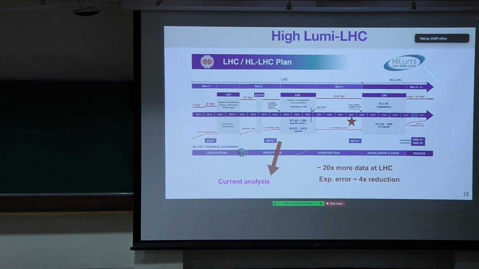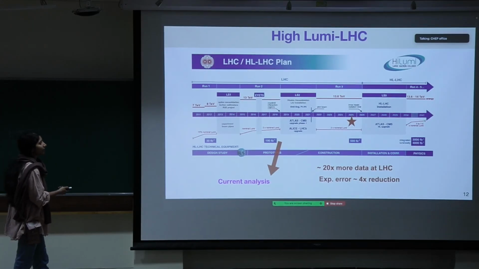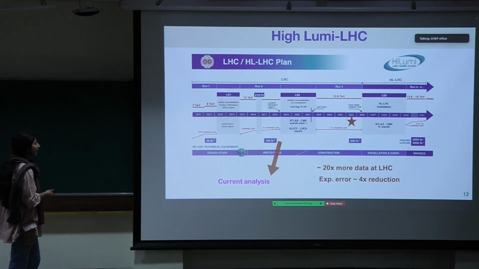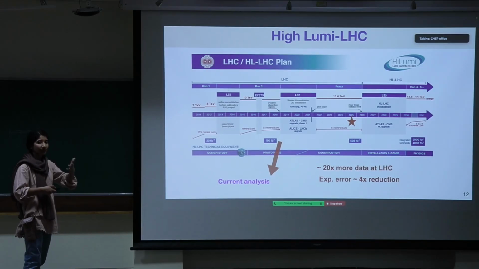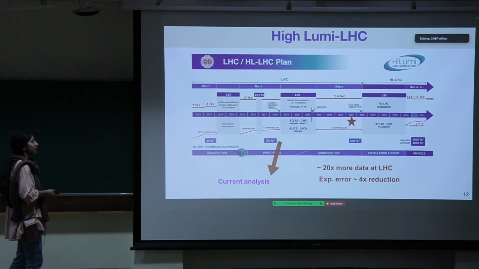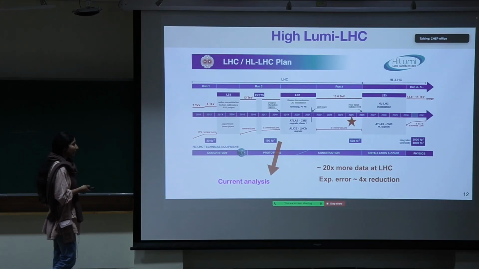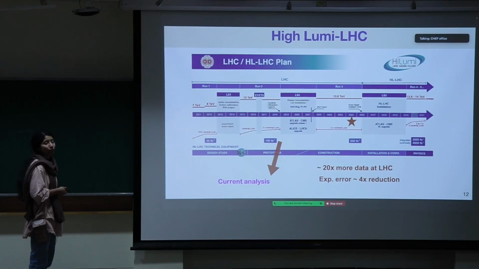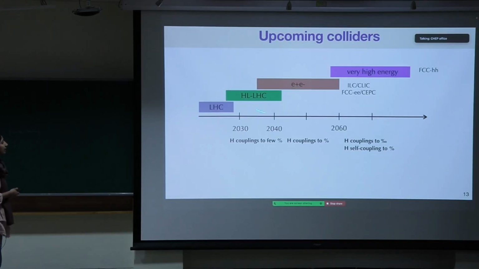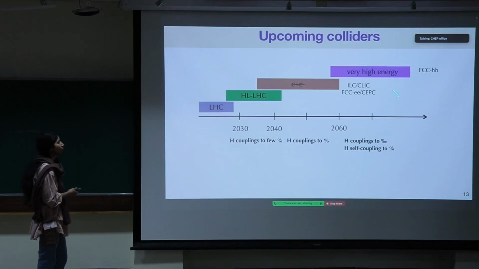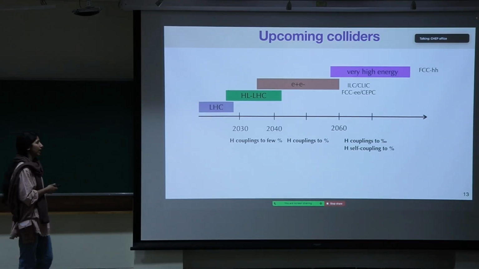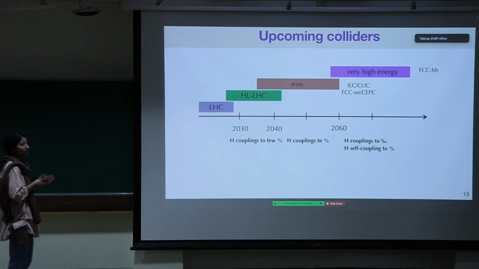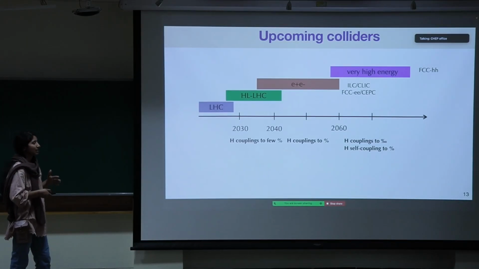Now from the experimental side, there is already a well-defined plan, at least until 2040. Our current analysis from the experiments is at a luminosity of 190 femtobarn inverse, and by the end of the high luminosity LHC we will have about 20 times more data than the current analysis. From there we expect the statistical uncertainty to be reduced by a factor of 4. Even beyond the high luminosity LHC, there are proposals for other upcoming colliders, like electron-positron colliders or very high energy colliders, where the aim is percent level precision or even less than 1% uncertainty.